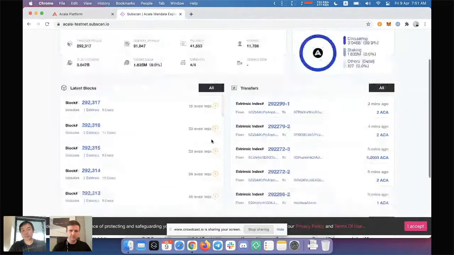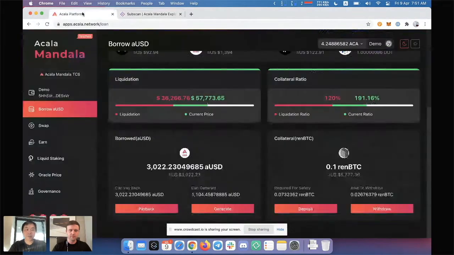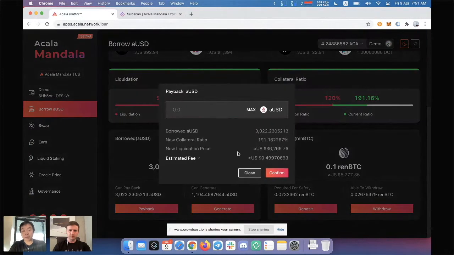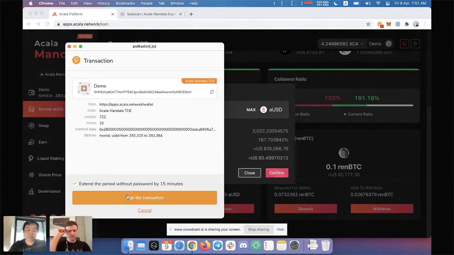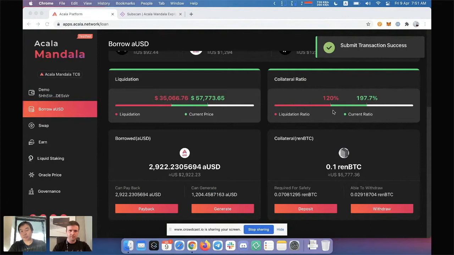You can actually see this on the block scanner provided by Subscan. So this is amazing, right? This is much more responsive, much more user friendly. I can also repay. I can pay back part of a position if I want to reduce a little bit of risk. Here I can pay back 100 aUSD, which reduces my collateral ratio.